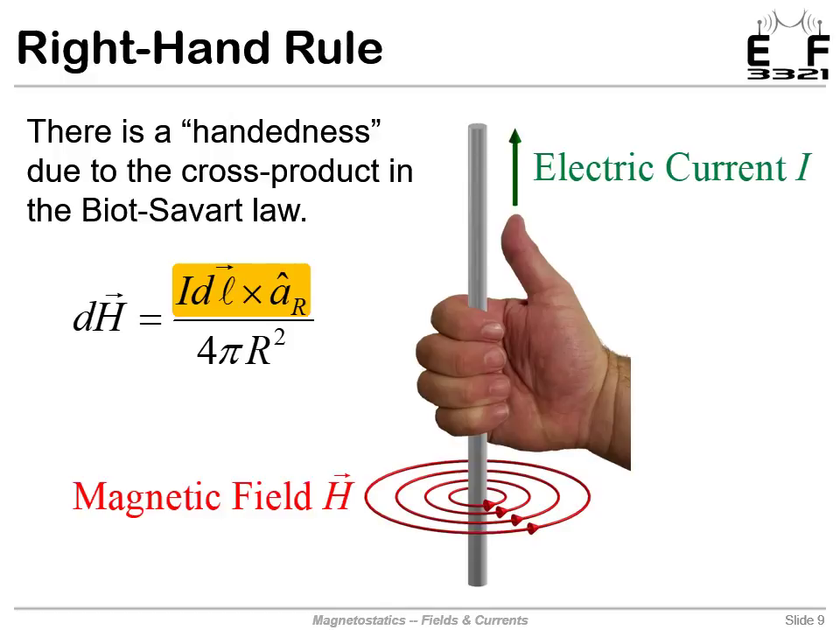Due to the cross product, this is following a right-hand rule. So imagine we have a wire that's carrying a current upward, and we'll wrap our right hand around this so that our thumb points in the direction of the current. When we do that, the fingers of our right hand are curling around that wire in the same direction that the magnetic fields would curl around the wire. So there's definitely a handedness in magnetostatics relating the magnetic field to the current generating it.